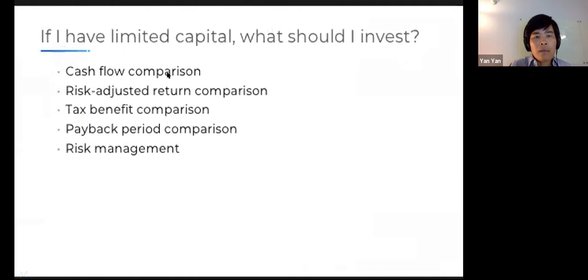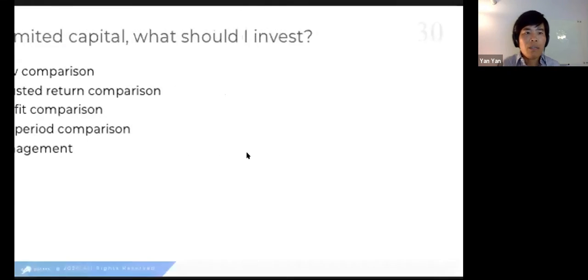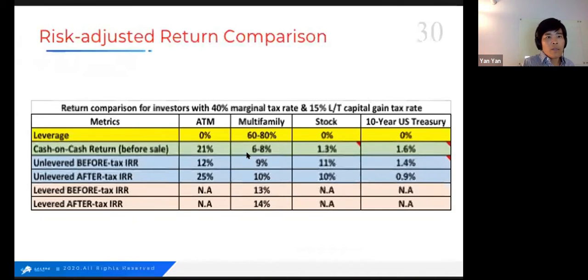Okay, now I need to make a decision where to put my money, right? Cash flow we already talked about. Then we talk about the return, especially risk-adjusted return, and then tax benefit, payback period, risk management, right? So when we talk about return, there are a lot of versions of return.